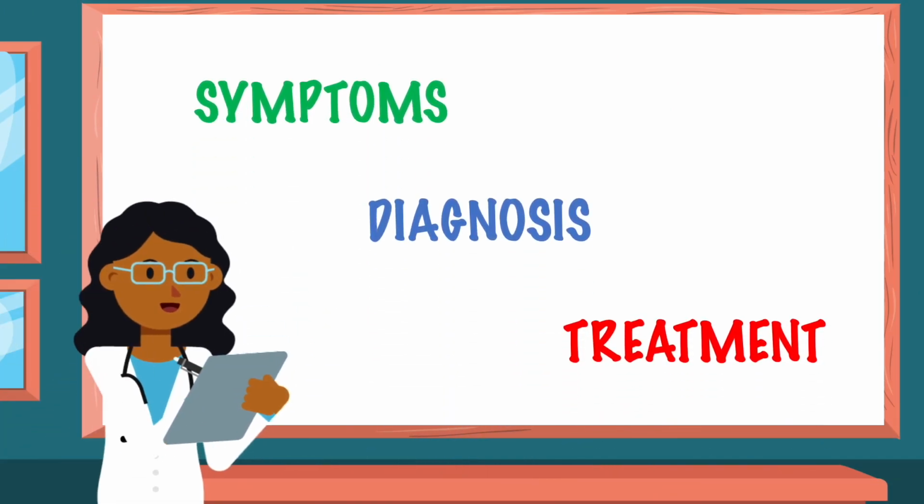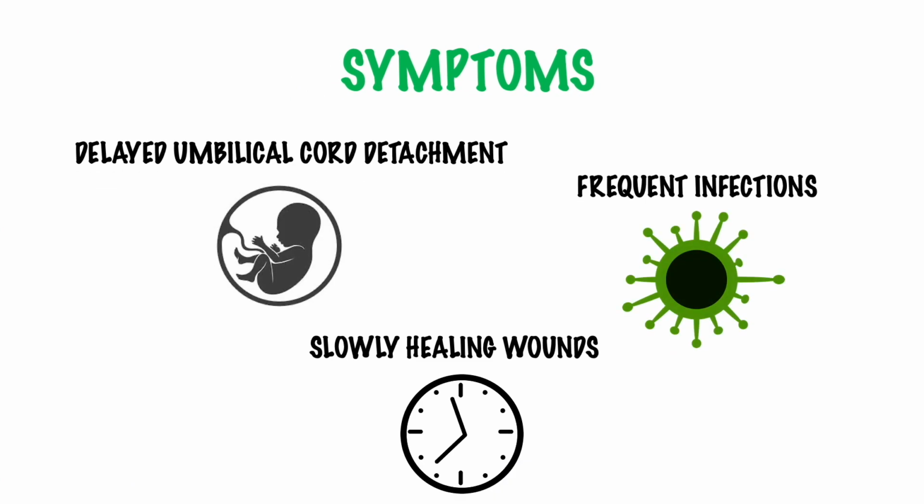Now that we know how LAD works, let's zoom out to see how our whole body is affected. Symptoms of leukocyte adhesion deficiency begin in infancy. The first sign of the disorder is delayed umbilical cord detachment. Further symptoms include frequent infection of the skin or mucosal membranes and slowly healing wounds. Scars are often poorly formed and appear blue.